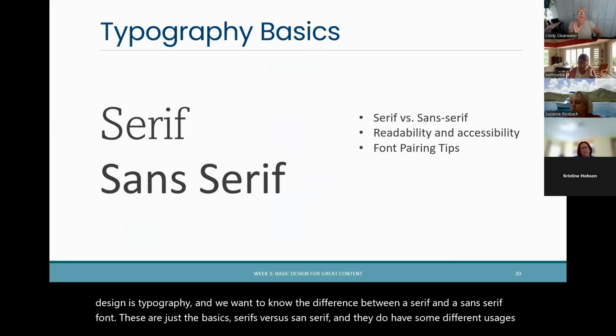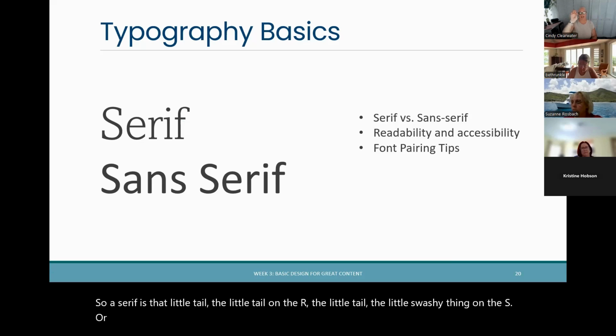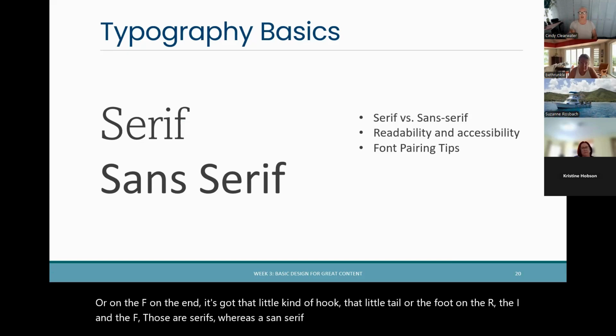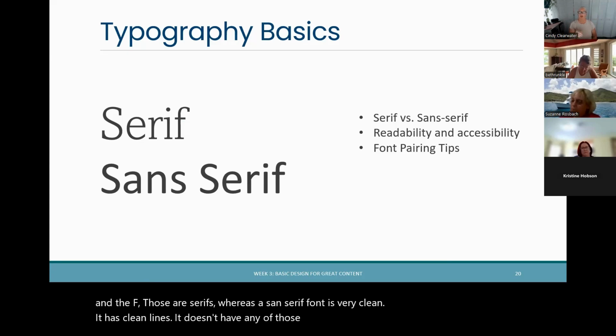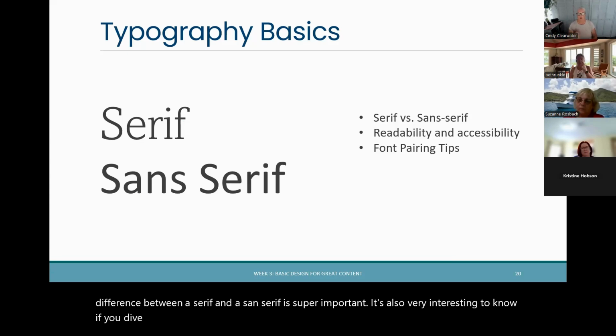So a serif is that little tail, the little tail on the R, the little swashy thing on the S. Or on the F on the end, it's got that little kind of hook, that little tail, or the foot on the R, the I, and the F. Those are serifs. Whereas a sans serif font is very clean. It has clean lines. It doesn't have any of those little foot things. So just knowing the basic difference between a serif and a sans serif is super important. It's also very interesting to know if you dive into fonts, and that's another one of my obsessions.